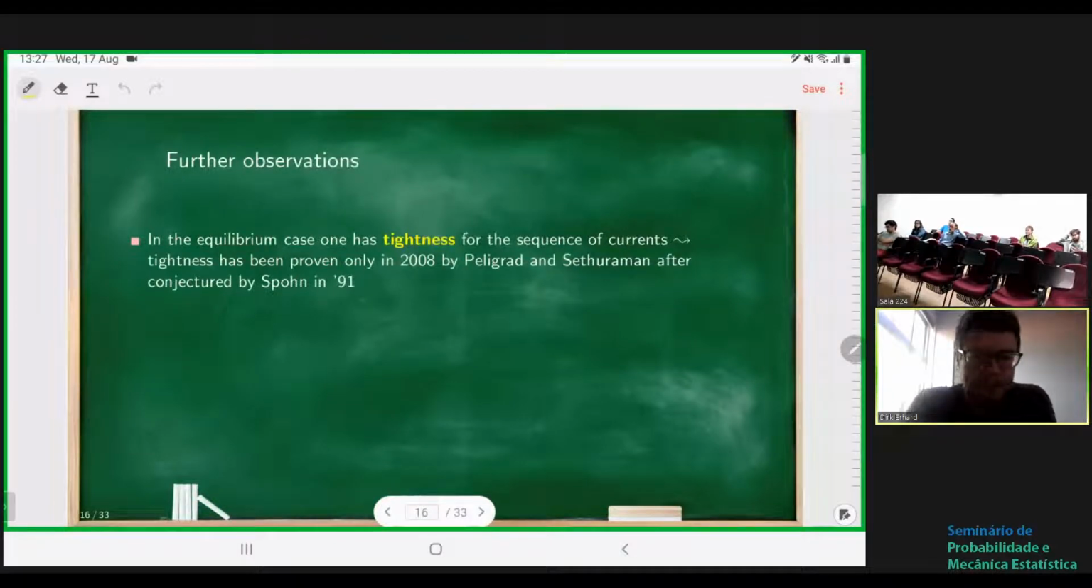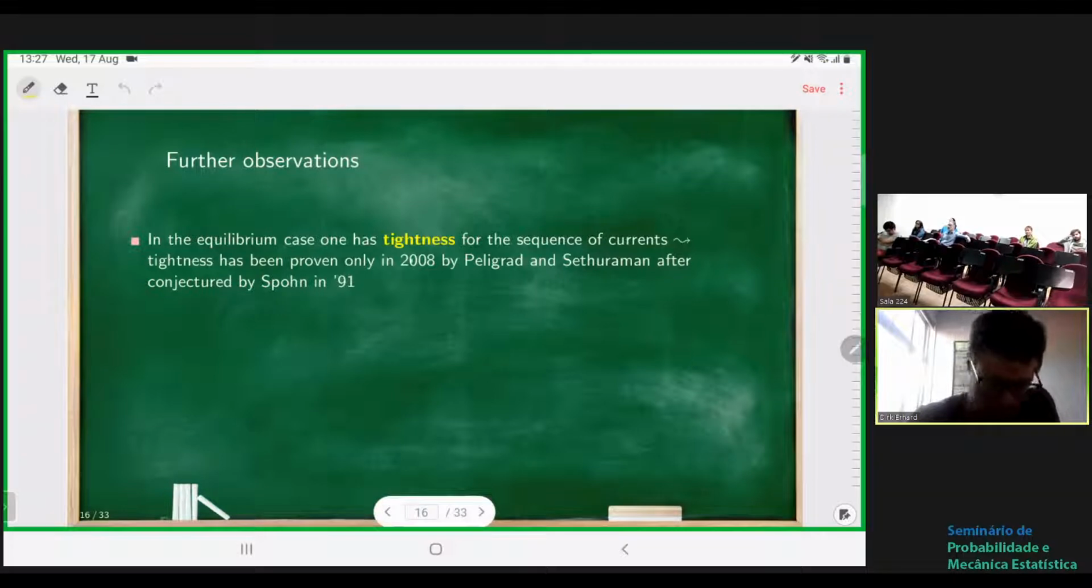So the first observation is that in the result about the current, the convergence was in the sense of finite dimensional distributions. But actually, when you're in equilibrium, then we know that you have tightness. So there's convergence in distribution, tightness actually in the uniform topology in the space of càdlàg paths.